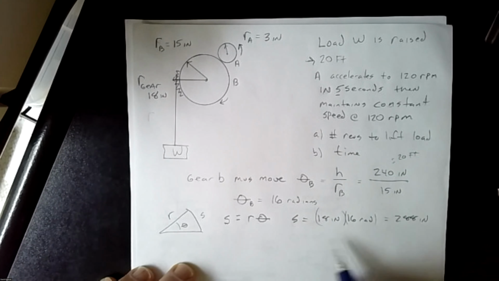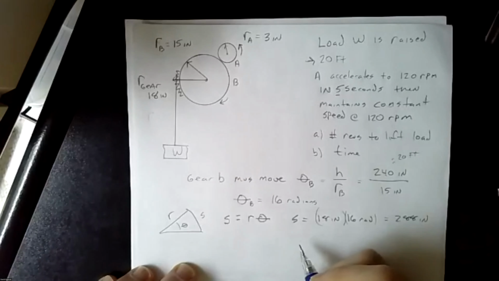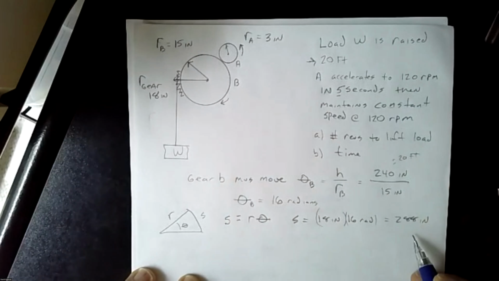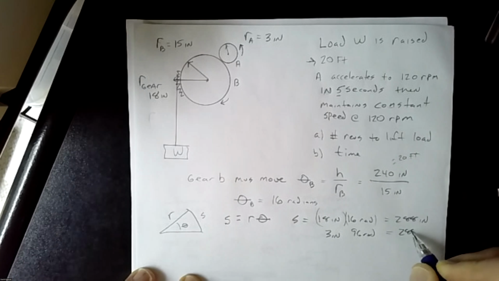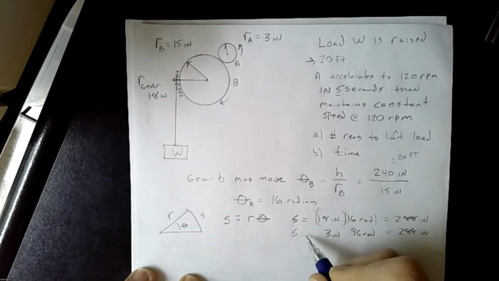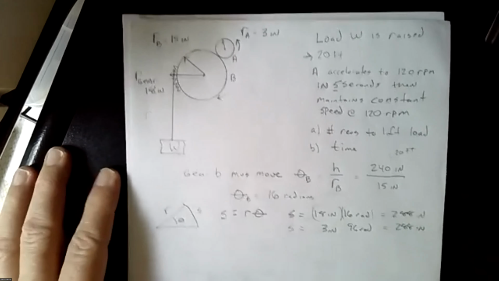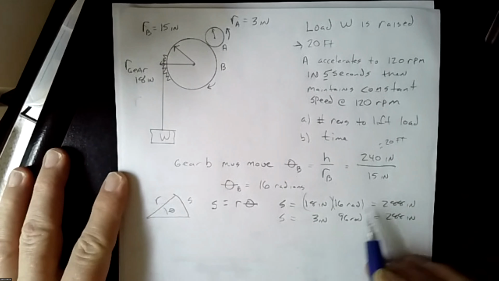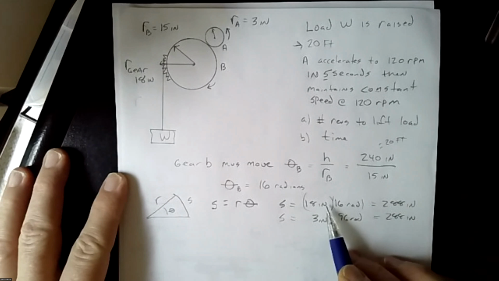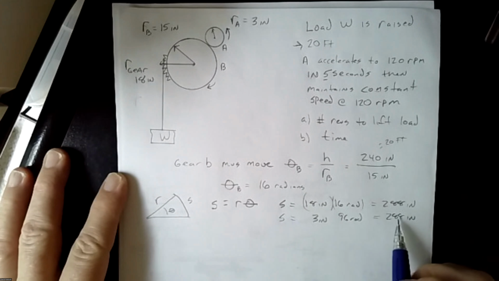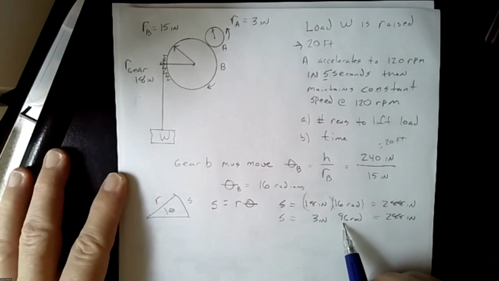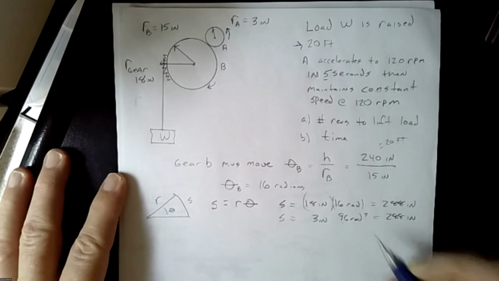And then if we want to look at A, A would also have to move that far. So in the case of A, it would be 3 inches, and that would have to be 96 radians in order for it to move 288 inches. So whether or not we need this is up to you, but I knew I had 16 radians, I knew I had a radius of 18, so I wrote 288 equals 3 times theta. So how many radians is that? It's 96, right? Okay.